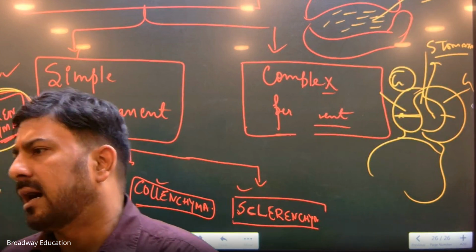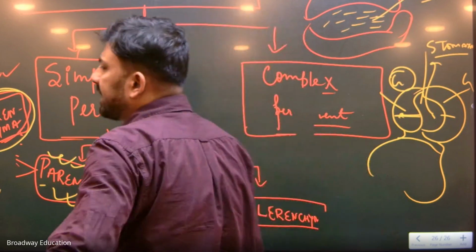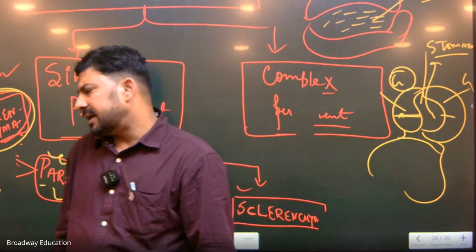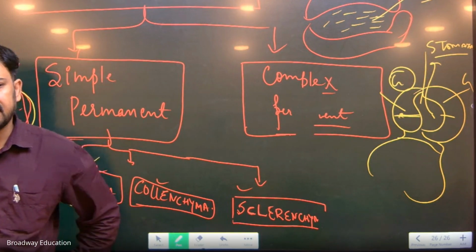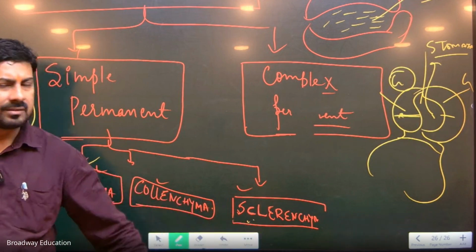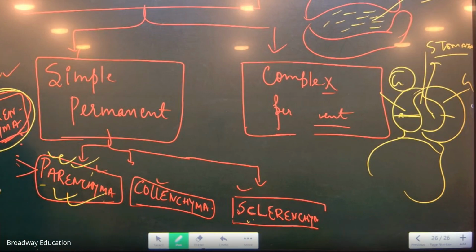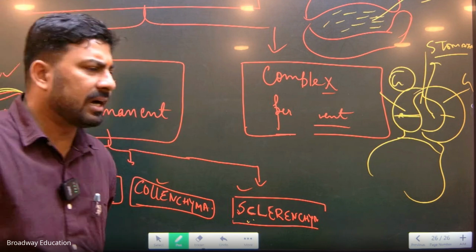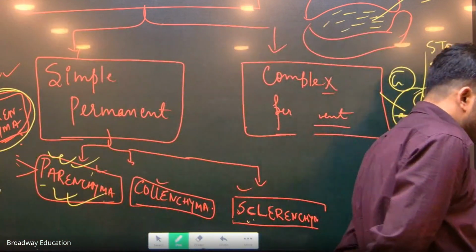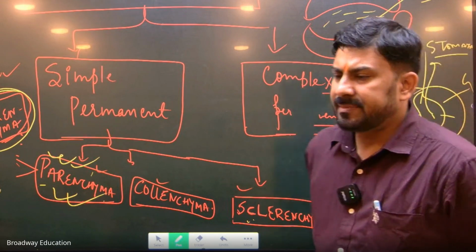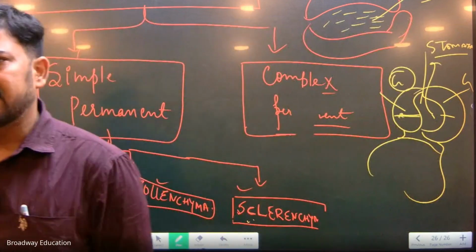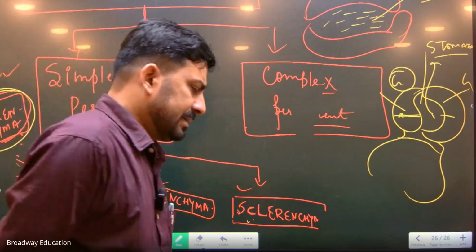After this, please write sclerenchyma. Under this, you please write: This makes the plant hard and stiff. Sclerenchyma makes the plant hard and stiff. Written. Full stop.